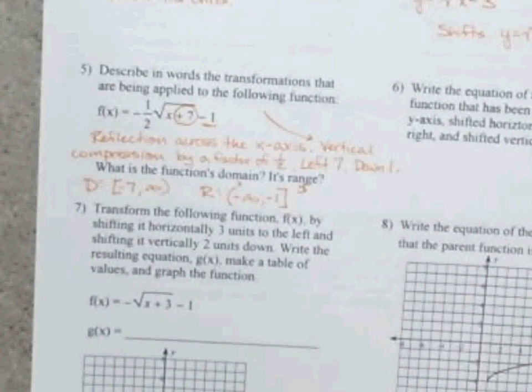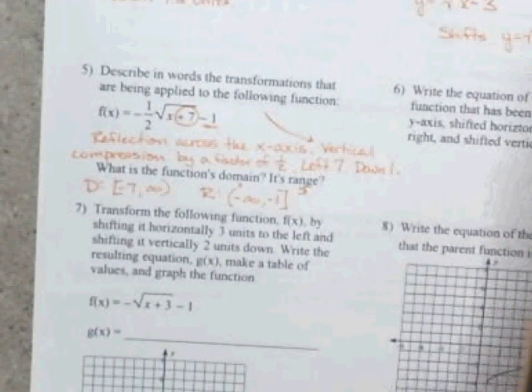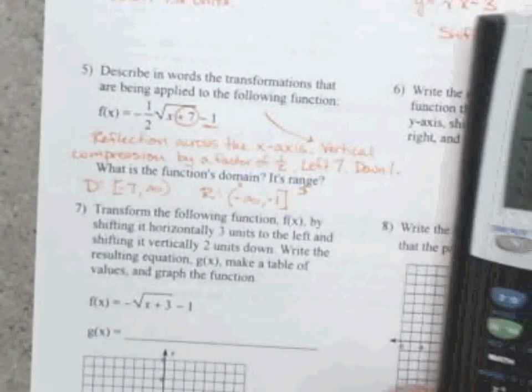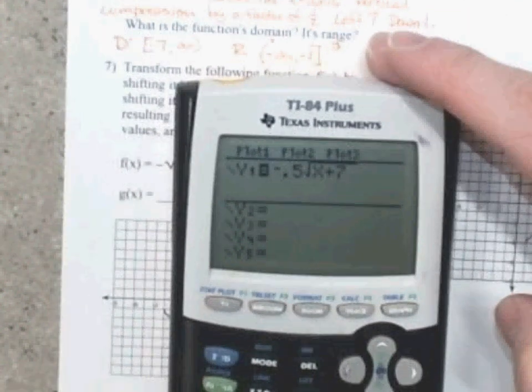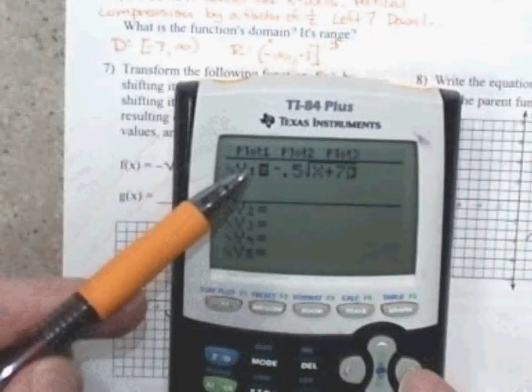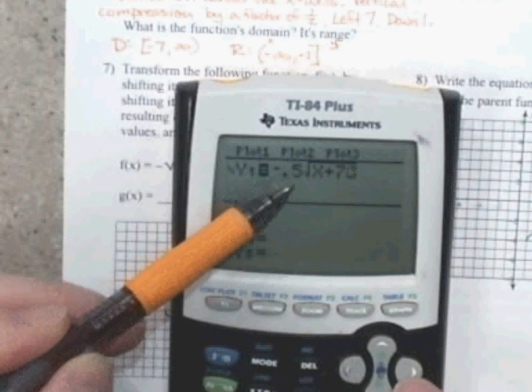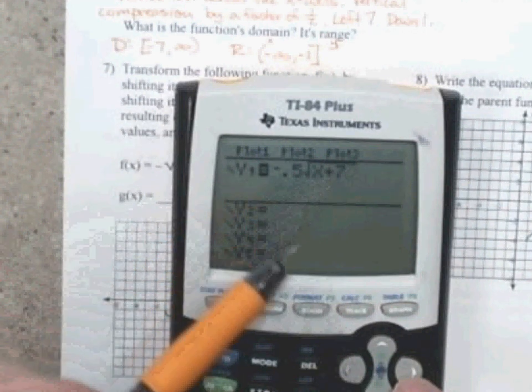Now, I'm always going to recommend graphing these in your calculator to make sure that you have answered it correctly. No reason not to. Your calculator is a powerful tool and you have access to it. So I have that -1/2 the square root of x plus 7.